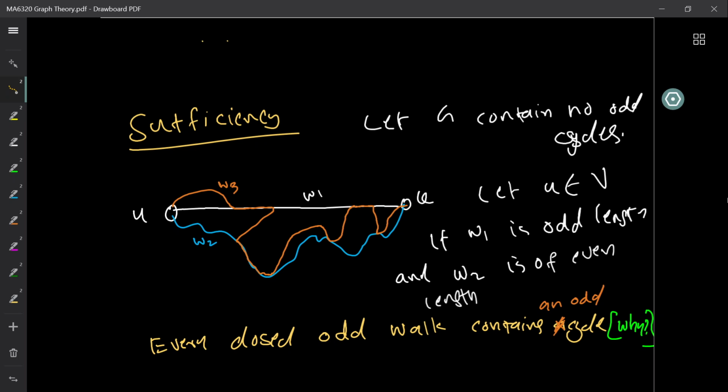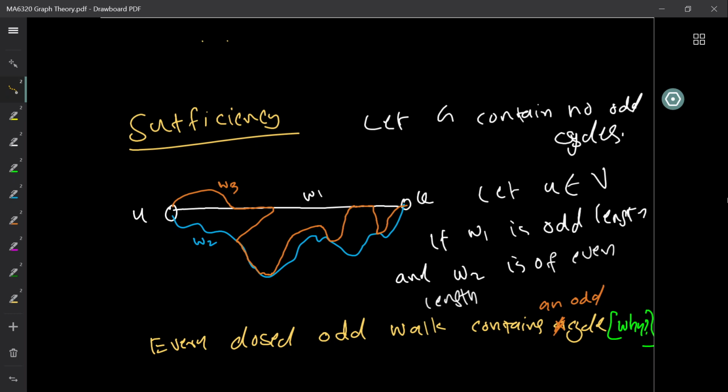So there is a closed walk of odd length, which by our previous observation that every closed odd walk must contain an odd cycle, says that there must be an odd cycle in the graph. But this is a contradiction to our assumption that the graph we started with has no odd cycle. So therefore, it must be the case that for any U and V, every UV path must have the same parity.